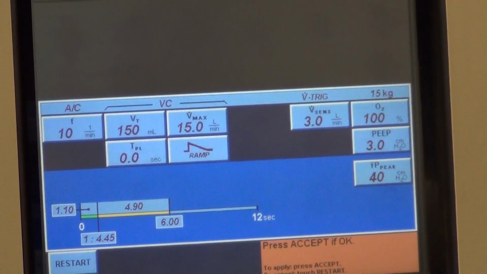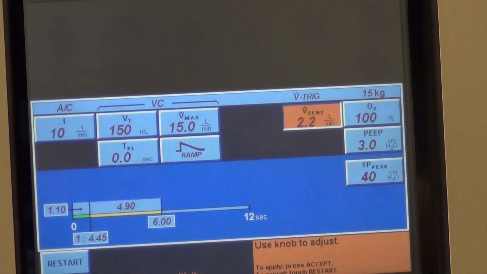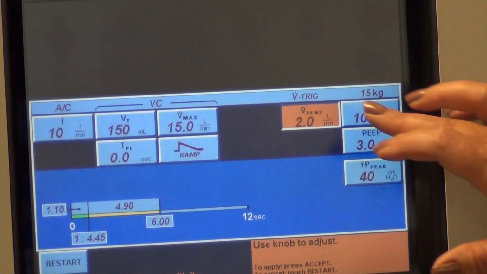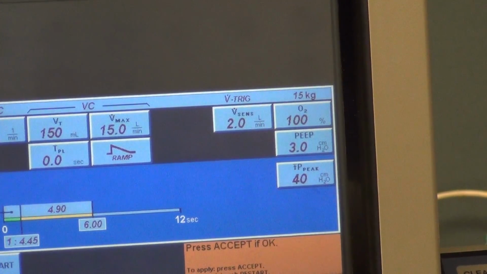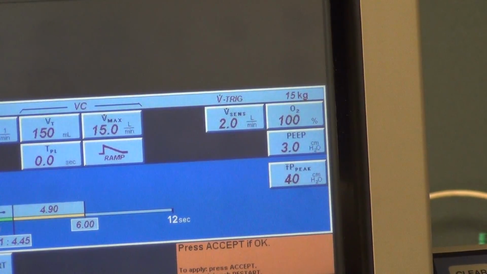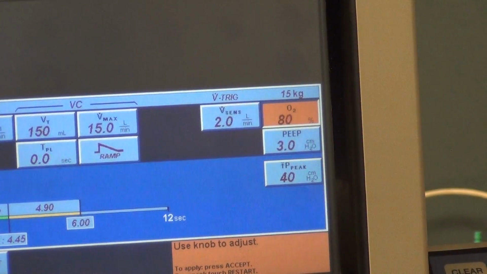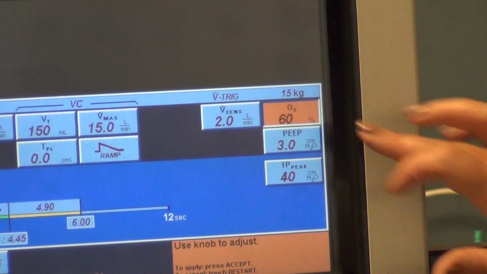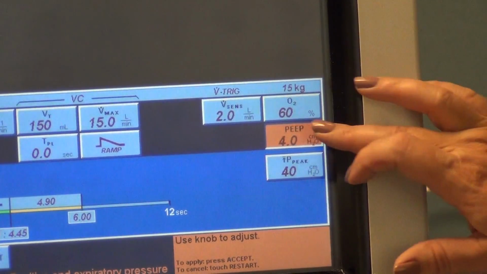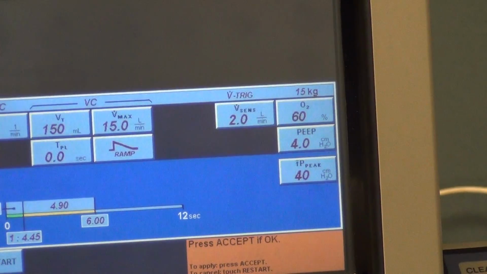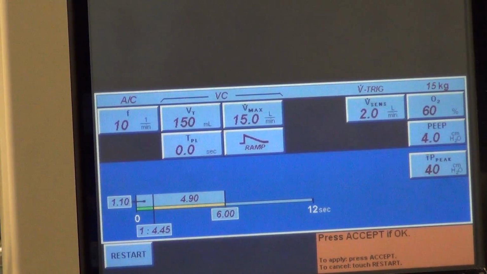All right, next we have our sensitivity. We can set that accordingly. Okay. And then we have our FiO2. If it's an emergent situation, we can have them on 100%. Otherwise, if it's just routine type therapy, we can put them on 60%. Try that. And our PEEP, we can put that on 4. All right. And so now we are ready to use our ventilator for our patient. So go ahead and accept.